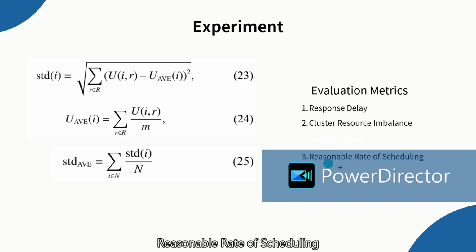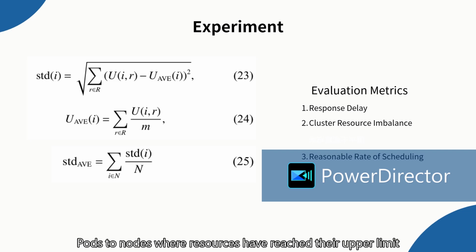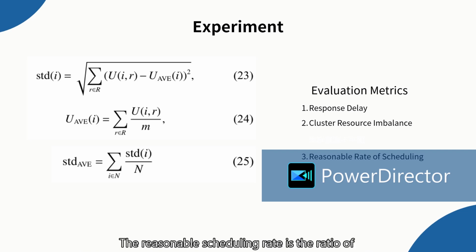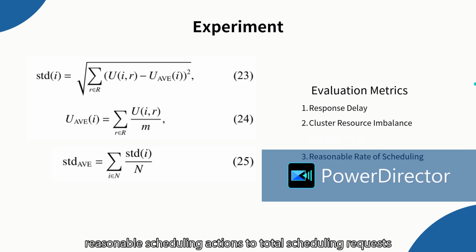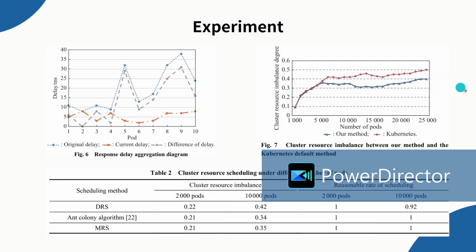Reasonable rate of scheduling. This metric checks whether the scheduling decisions avoid assigning pods to nodes where resources have reached their upper limit. The reasonable scheduling rate is the ratio of reasonable scheduling actions to the total scheduling requests, with an ideal value of 1.